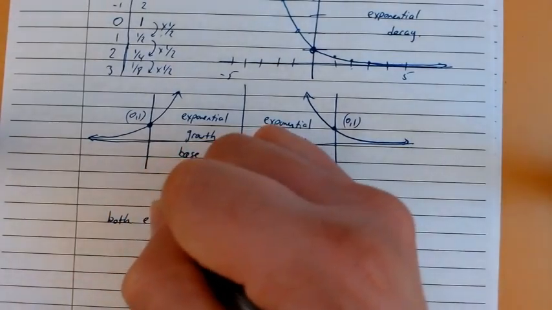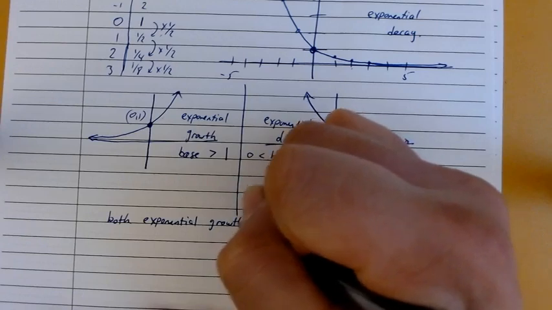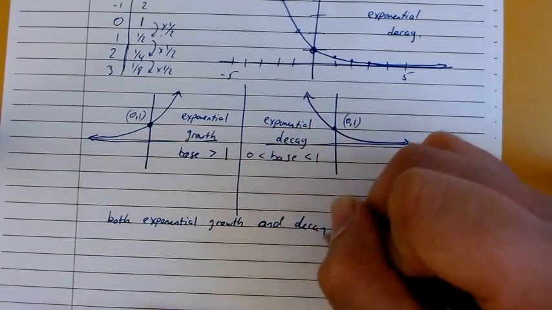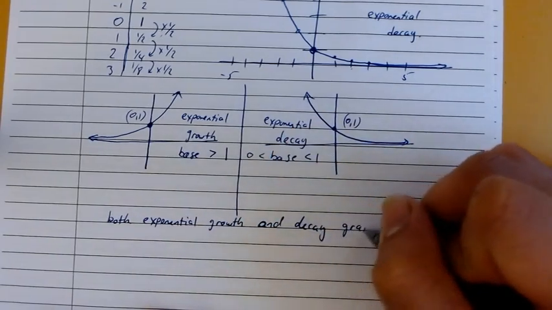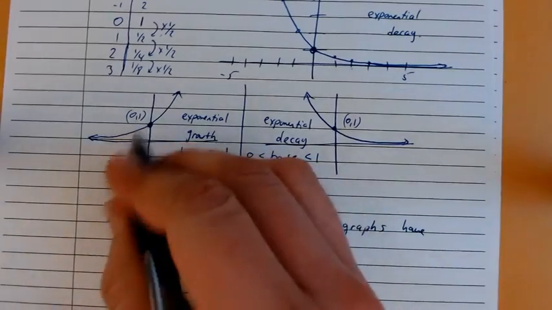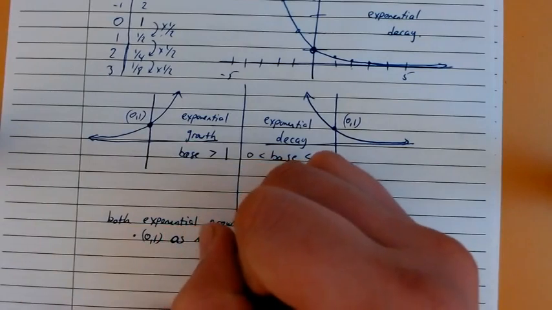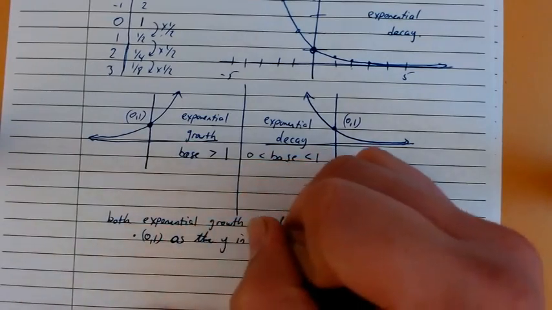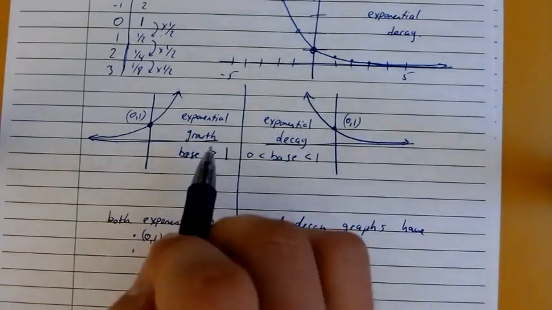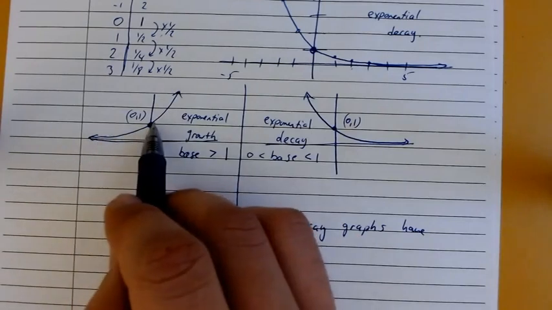Both exponential growth and decay graphs have (0, 1) as the y-intercept. They both go forever to the left and to the right, so that means their domain is all real numbers. In other words, you can plug in any x value.